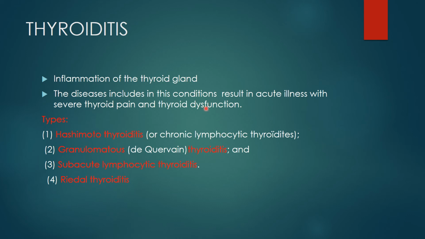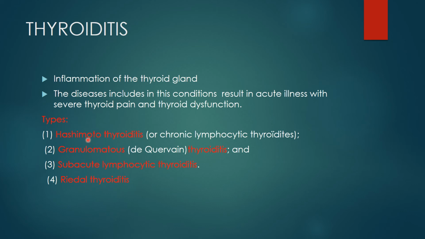Now the last but not the least, the fourth disorder of the thyroid, which is thyroiditis. As the name indicates, itis means inflammation, so there is an inflammation of the thyroid gland, which is called thyroiditis. These conditions result in acute illness with severe thyroid pain and thyroid dysfunction. Previously, in goiter, we discussed a painful condition called toxic nodular goiter. In all these conditions, there is pain.